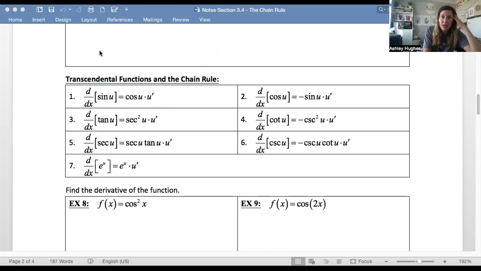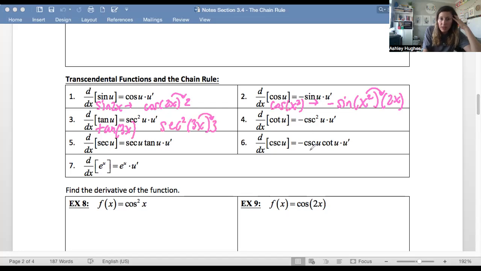So say I had sine of 2x. And this would be cosine of 2x times 2. If I had cosine of x squared, this would be negative sine of x squared times the derivative of this, which is 2x. So if I had tangent of 3x, it would be secant squared of 3x times 3. If I had cotangent of x squared plus 1, it would be negative cosecant squared of x squared plus 1 times the derivative of that, which is 2x.